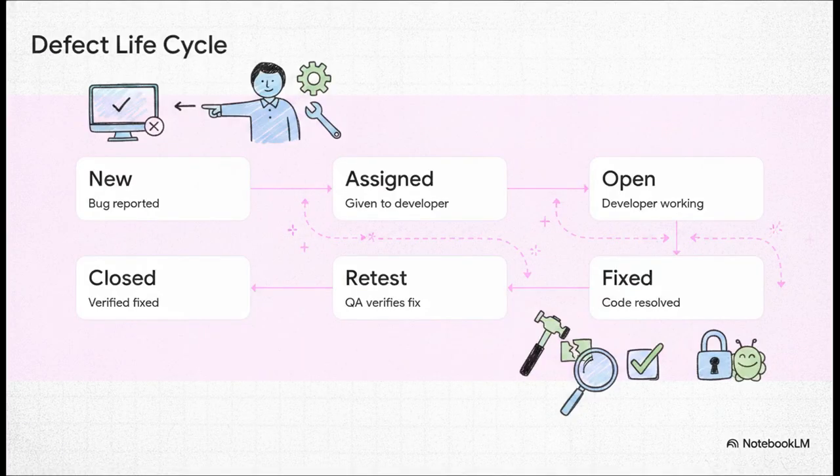You also need to be ready to confidently walk the panels step by step through the defect lifecycle. Explain exactly how a ticket flows. Tell them it starts as new, gets assigned, the developer marks it open as they're working, and then changes it to fixed. Then, and this is your moment to shine, it comes back to you for a retest. Only if you personally verify that fix does it transition to closed.